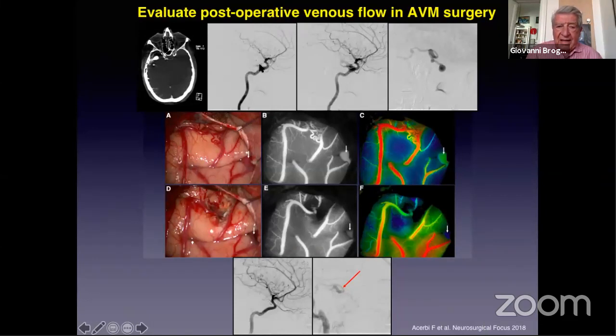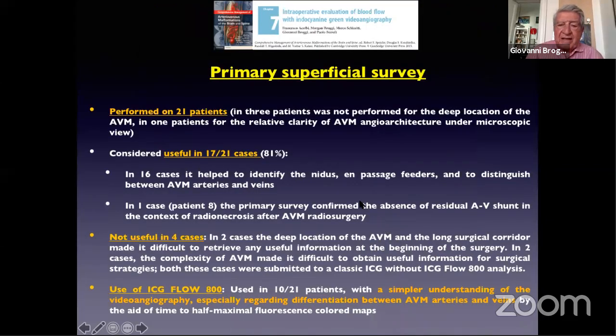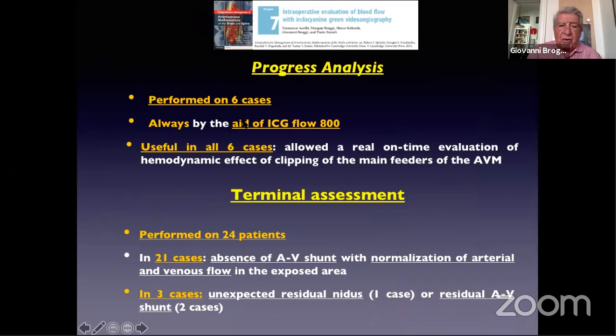Again, another case, a very small AVM, before the surgery. You see here that it's very difficult to understand what the venous drainage is. Here it is completely arterialized, and after the surgery, here you cannot appreciate the speed of the circulation, but here it comes back slowly toward the normal circulation. So that is the advantage of using video angiography in AVM.